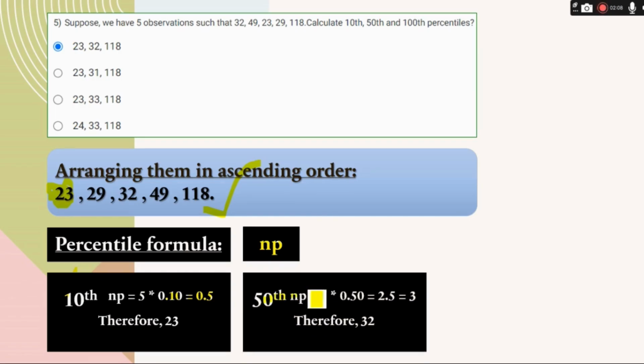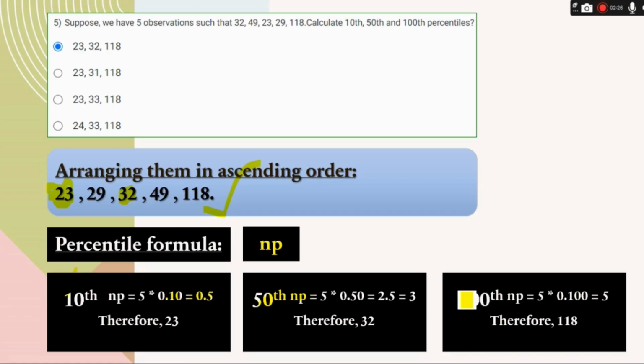Not the 50th percentile. The 50th percentile will be 5 into 0.50 equal to 2.5. Now again, the next highest value to 2.5 is 3, so we will take our third observation, which is 32. Similarly, for the 100th percentile, we will get 118.